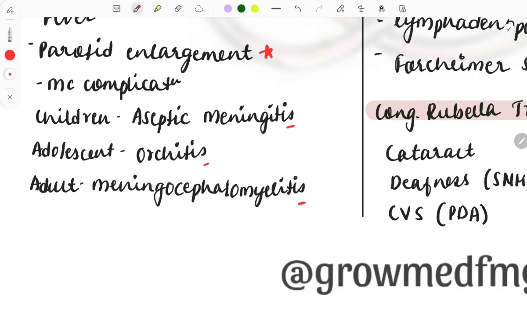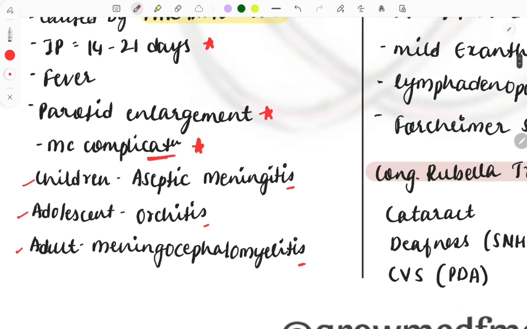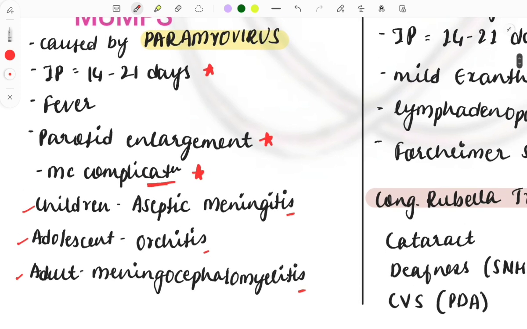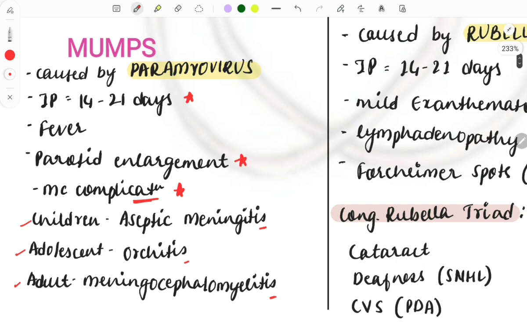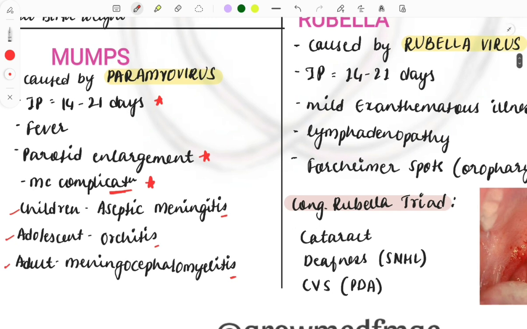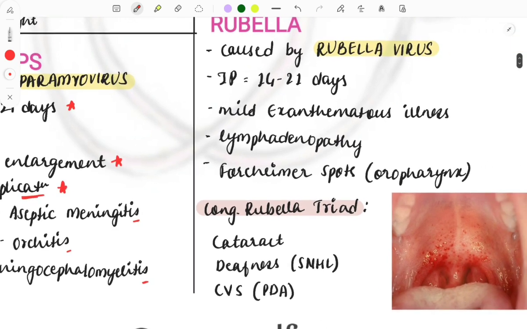Okay. See, for the complication question, you need to look at which age group they are describing, children, adolescent, or adult, because it varies for all three age groups, and accordingly you need to answer the question. So this was about mumps and the parotid enlargement or parotid swelling. Whenever it is given in the question, think in terms of mumps.